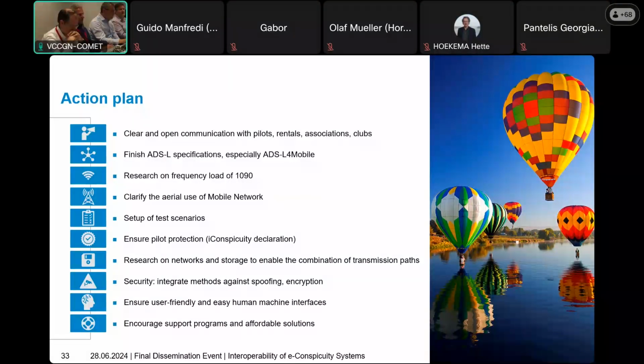At least we need a good human-machine interface in the devices, because we must achieve a positive safety gain. If the user and the pilot is overwhelmed and distracted from his pilot's duty with the operation of those systems, then we have a safety loss. And at last we need support programs from all sides, from manufacturers, government, and it's for our own safety.